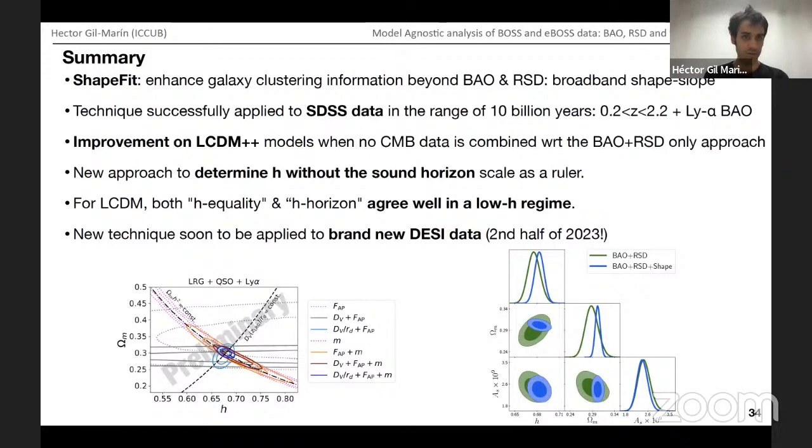So this new approach allows us to determine H0 without assuming the physics of the horizon scale as a standard ruler, which acts as an extra test for lambda CDM.